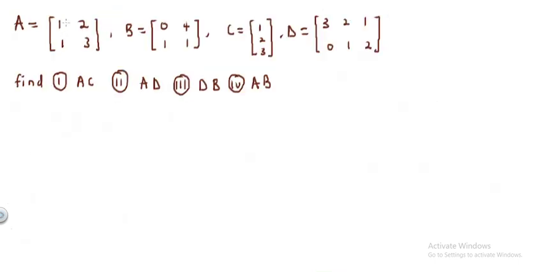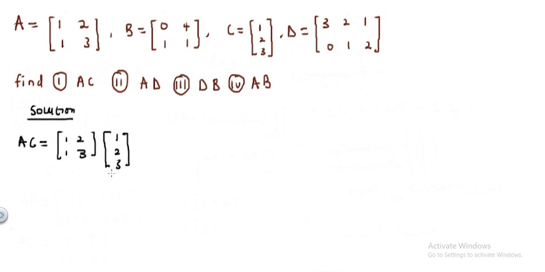For this new example, we are given matrices A, B, C, and D. And we are asked to find the multiplication of AC, AD, DB, and AB. Let's jump in. So to find the multiplication of AC, we write matrices A and C. Matrix A is 1, 2, 1, 3. Matrix C is 1, 2, 3.